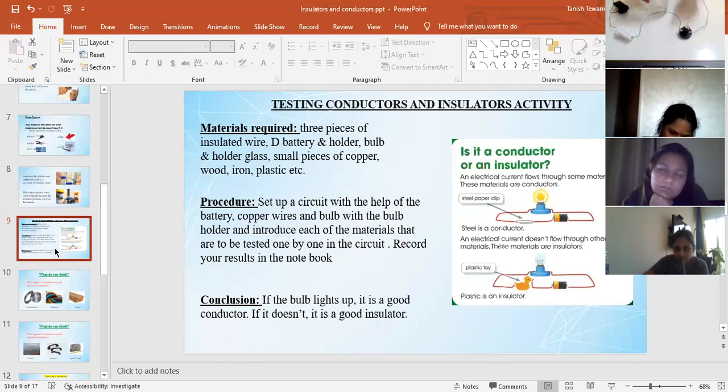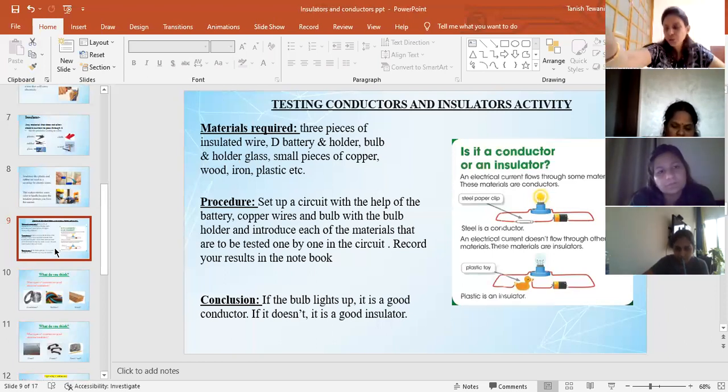And now I'm using this glass. Is the bulb glowing? No. Why? Glass is an insulator, ma'am. Glass is an insulator. So this activity you can do at home, but with your mummy and papa.